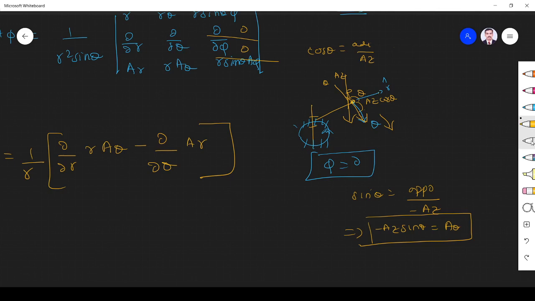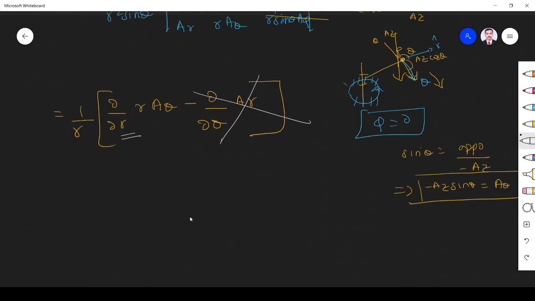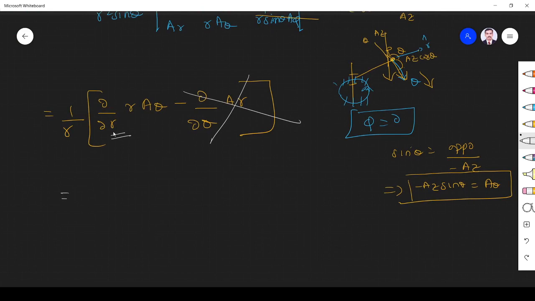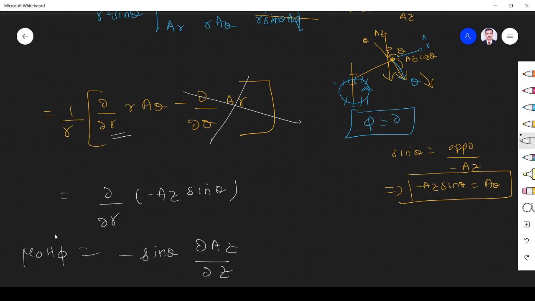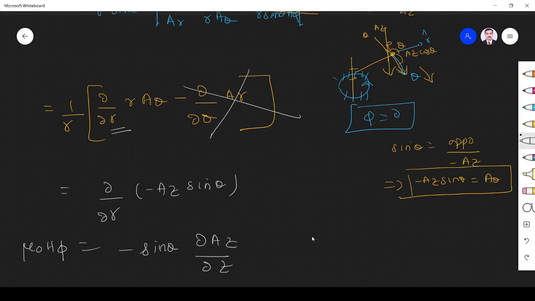So here we know this component will not produce radiation. Only the R component will produce radiation. So this can be cancelled or neglected, right? So we have 1 by R. When I bring the 1 by R inside, the R's cancel. So what is A theta? Minus A_z sin theta. So ∂/∂r of minus A_z sin theta. So sin theta I take outside, minus sin theta ∂A_z/∂z. This is what μ0 H_phi, right? Okay, understand how I am writing like this?